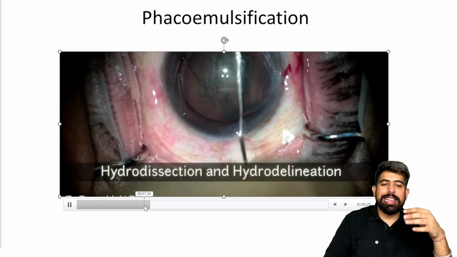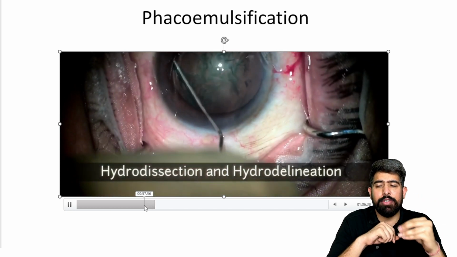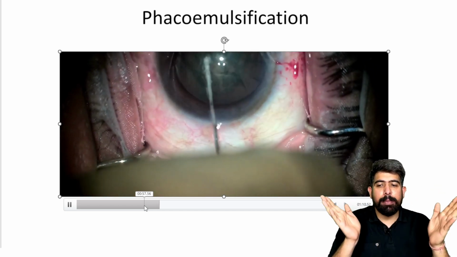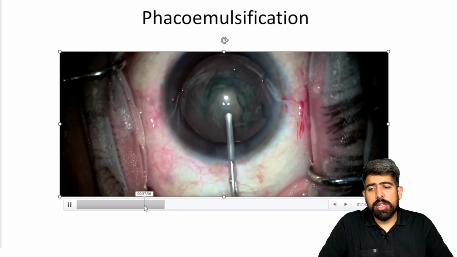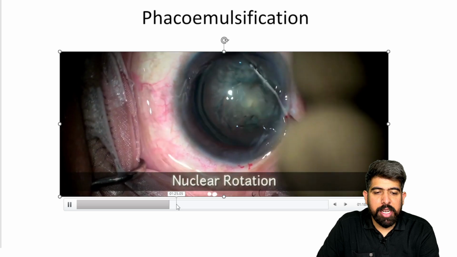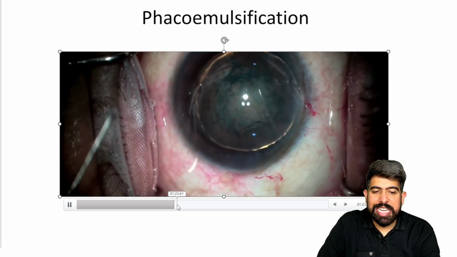What will be done by the hydrodissection? We are putting pressurized normal saline there, and it will do the separation of your lens fiber from your capsule, right? So this will separate it. After making the separation, we are checking that the nucleus is rotating. Yes, the nucleus is rotating.